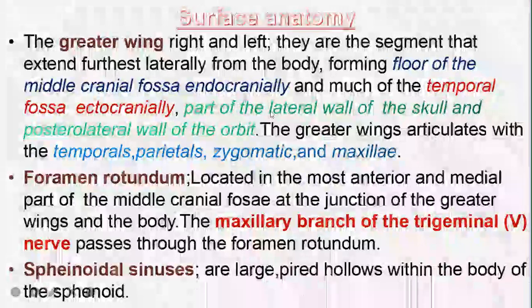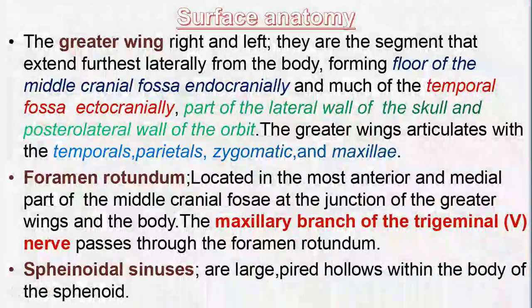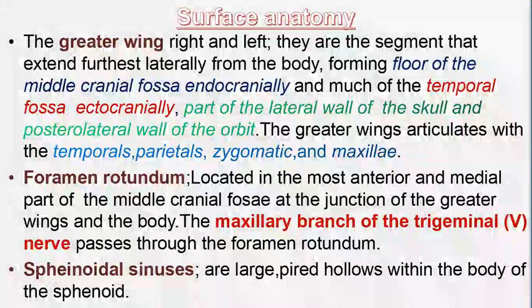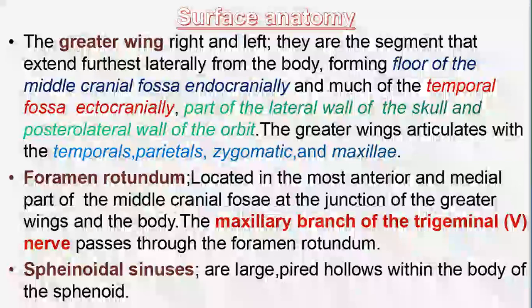The greater wings, right and left, are the segments that extend farthest laterally from the body, forming the floor of the middle cranial fossa endocranially and much of the temporal fossa ectocranially. Part of the lateral wall of the skull and the posterolateral wall of the orbit are included in the greater wing. So the greater wings articulate with the temporals, parietals, zygomatic, and maxillary.